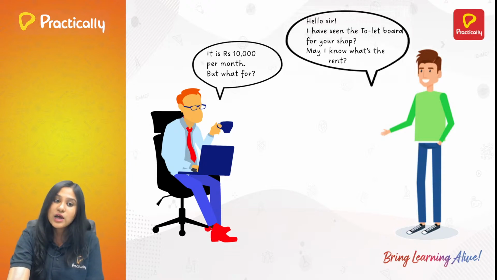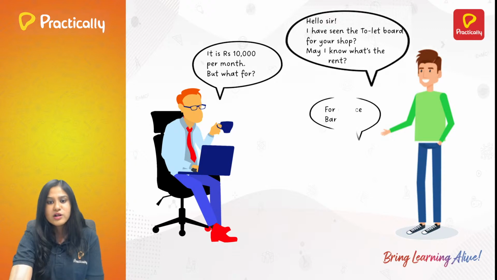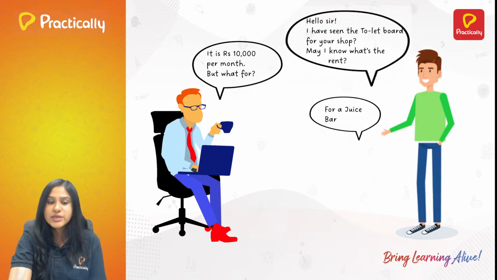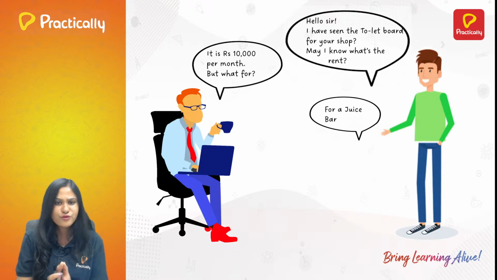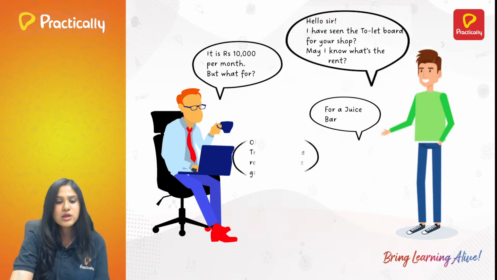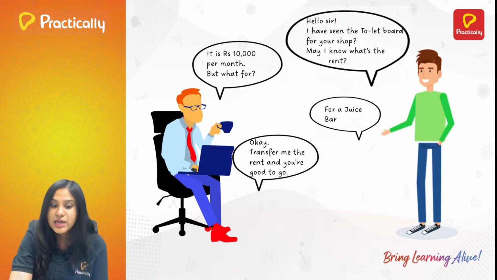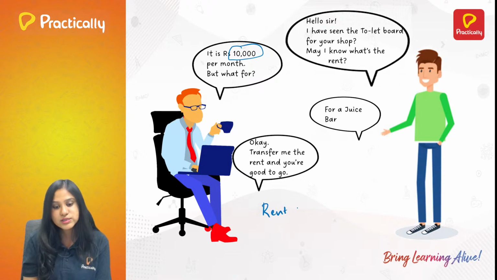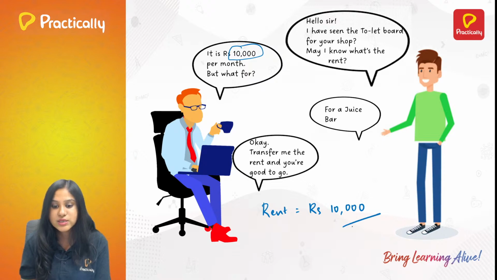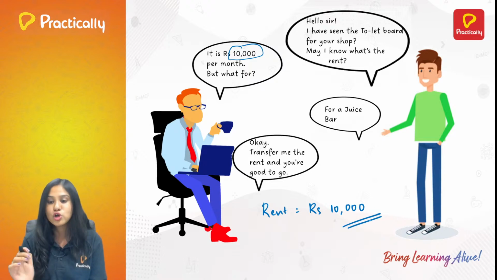It is rupees 10,000 per month. But what for? Okay, for a juice bar. He replies that for a juice bar, he wants to get a rent from that. Rent that shop. So, okay, transfer me the rent and you are good to go. So, how much is the rent here? Rupees 10,000 is the rent. So, we have to note it, correct? Rupees 10,000 is the rent of the shop.